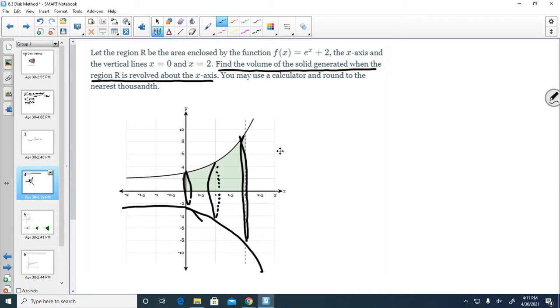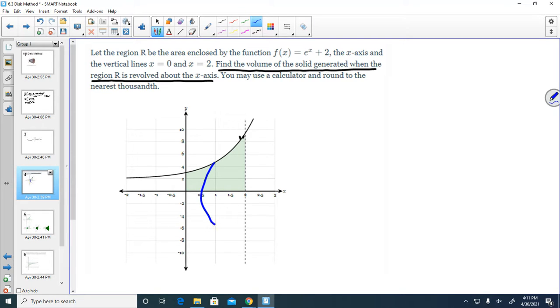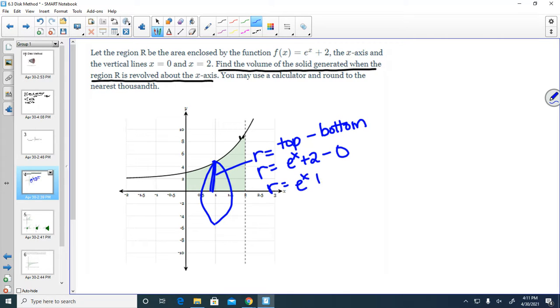So we see that the cross sections are circles. I need to know what the radius is. So the radius for each cross section is going to go down, or the cross section of the circle is going to go like this, which means the radius is the length from the top curve to the x-axis. So to get the radius, I'm going to take the equation for the top curve, and I'll subtract the equation for the bottom. So that's still that top minus bottom that we've done before. So the top is e to the x plus 2, and the bottom is y equals 0. So my radius is just e to the x plus 2.